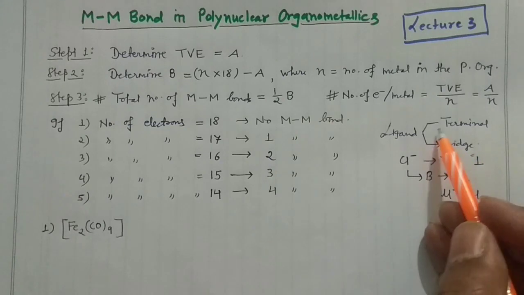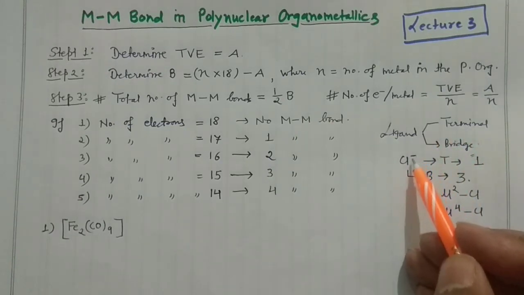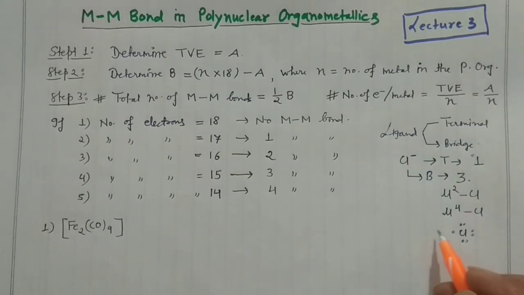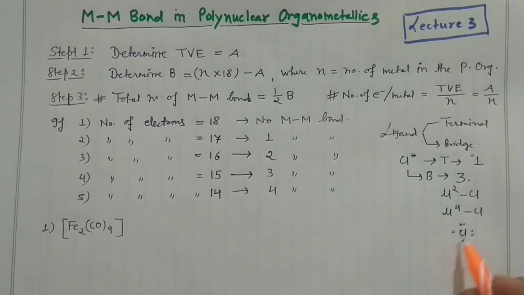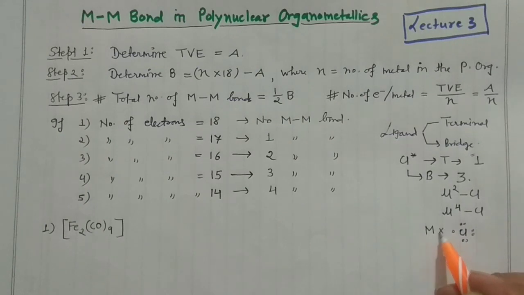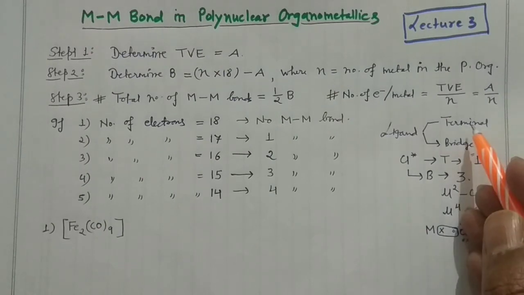So for example, if it is terminal, there is no need to put negative here, you can skip this right now. If you have a metal here, first this Cl will form a bond with it, and now the octet is complete. So how much electron is donated by this Cl when it is terminal? Only one electron.